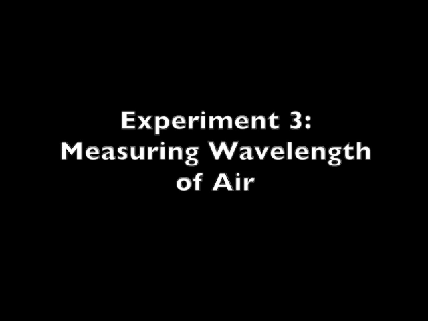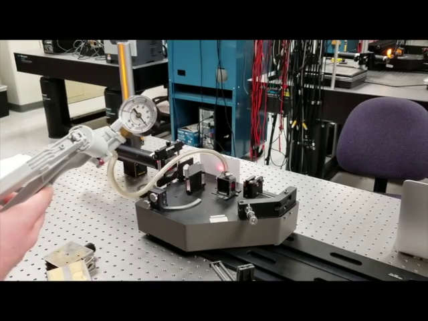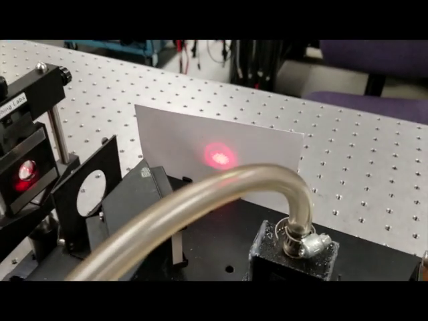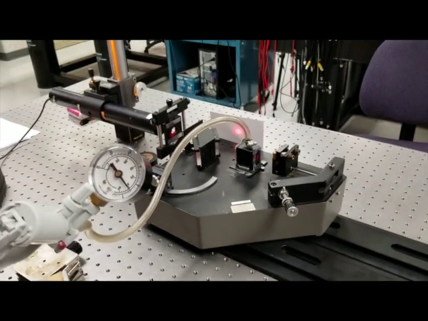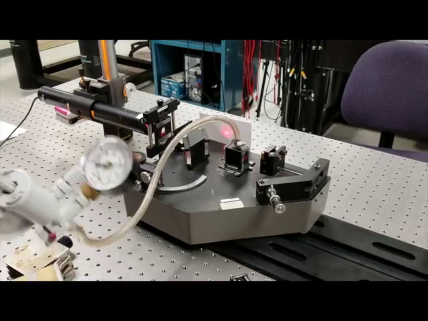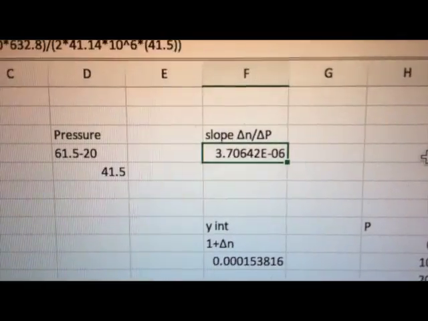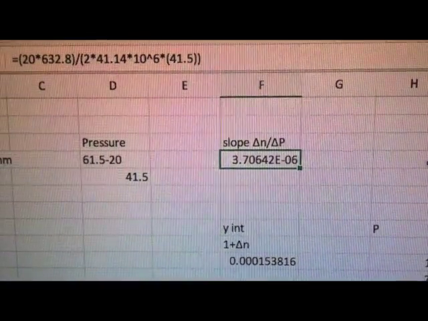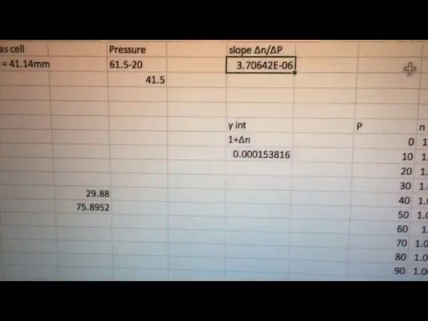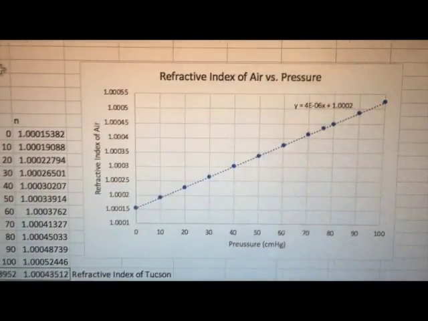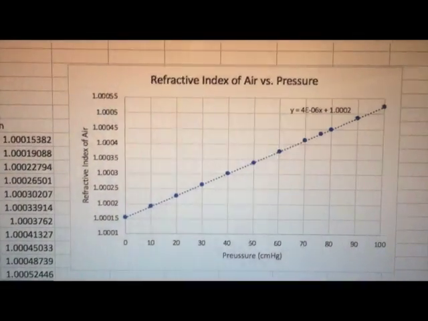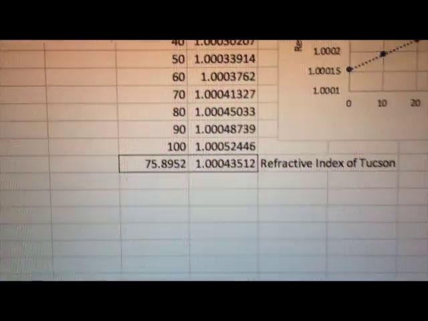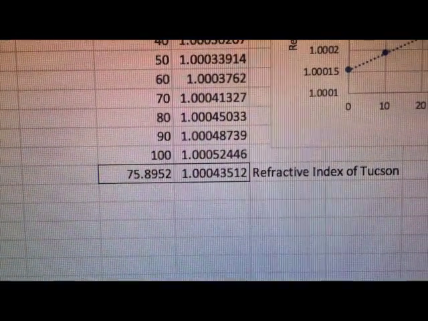For the refractive index of air experiment, we counted 20 fringes that passed as we pumped the air out of the vacuum chamber. From our refractive index of air experiment, we calculated a slope delta n over delta p of 3.71 times 10 to the minus 6, which we then used to calculate the y-intercept, which we then used to plot the refractive index of air versus pressure. And finally, we calculated the refractive index of air in Tucson at this very moment of 1.000435.